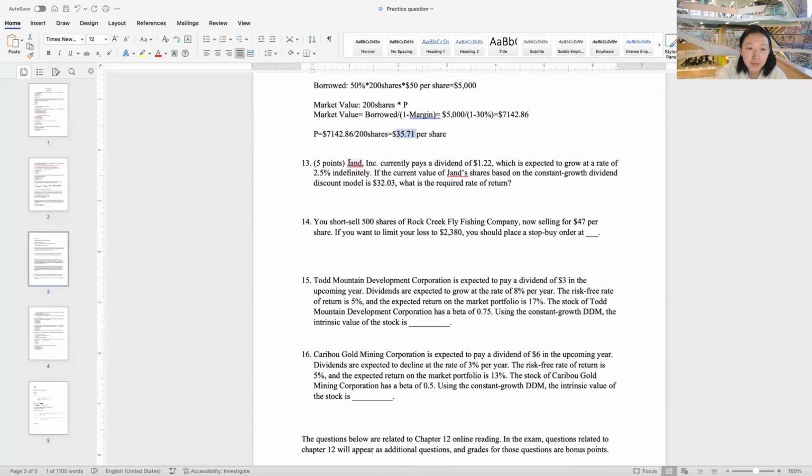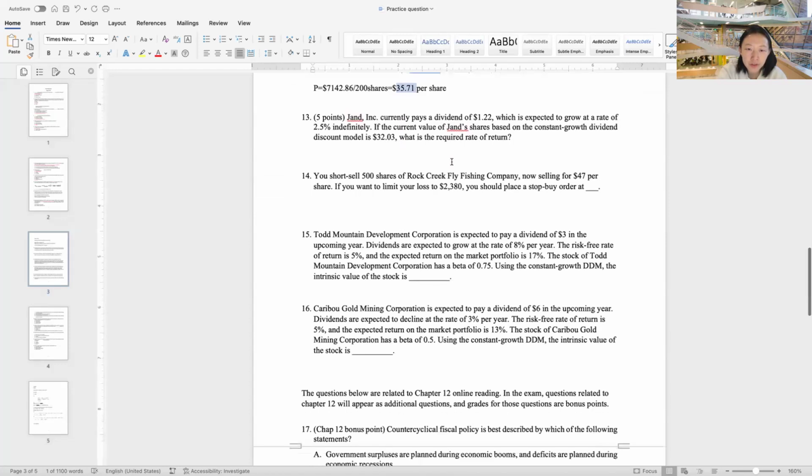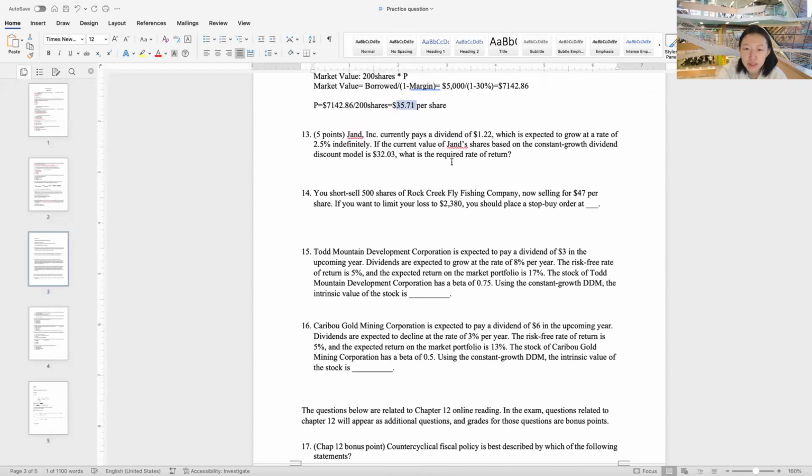Okay, move down. The company currently pays a dividend of 1.22, which is expected to grow at a rate of 2.5% indefinitely. So constant growth for the dividend. This is based on the constant growth dividend model. The current value is 32.03. And what is the required rate of return? So we need to rearrange our formula.